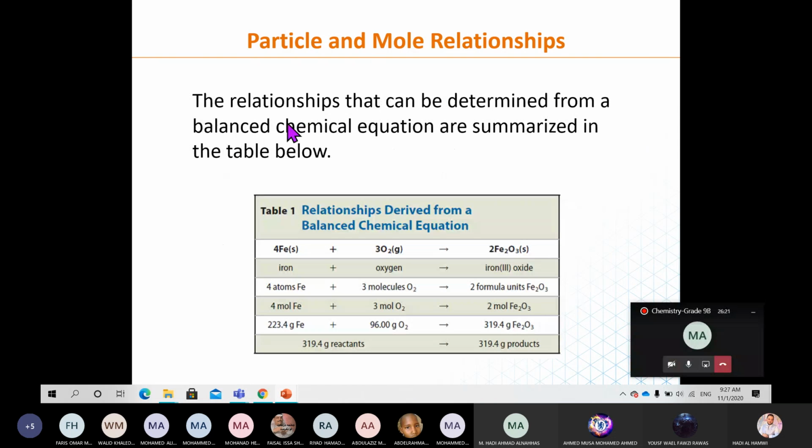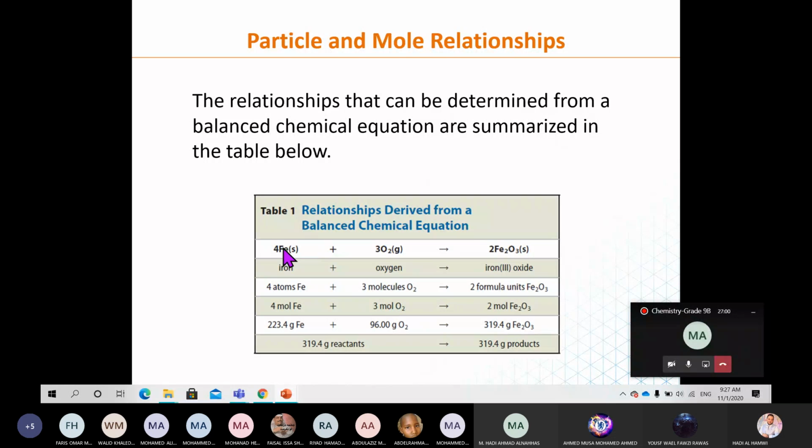Great. So the relationships that can be determined from a balanced chemical equation are summarized in the table below. For example, I have this chemical equation. Look, 4Fe, Fe is iron. (s) here means solid. Okay, don't forget. If you see an (s) in parentheses, this means that we have solid iron. Here, (g) means gas. If you find (l), it's liquid. So 4 Fe atoms react with 3 oxygen molecules to give 2 Fe2O3.